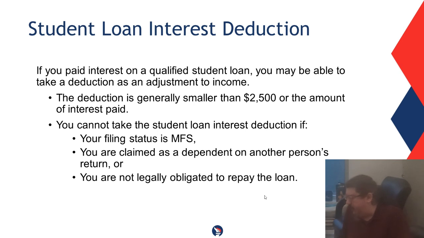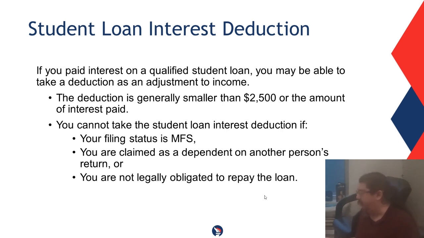The next education-related benefit is the deduction of student loan interest. So if you pay interest on a qualified student loan, we'll talk about what that means in just a second, you may be able to take a deduction as an adjustment to income. That's an adjustment, not an itemized deduction, so that means it's going to reduce your adjusted gross income. And adjustments, you may recall, go on part 2 of Schedule 2. The last adjustment we saw was the penalty on early withdrawal of savings.